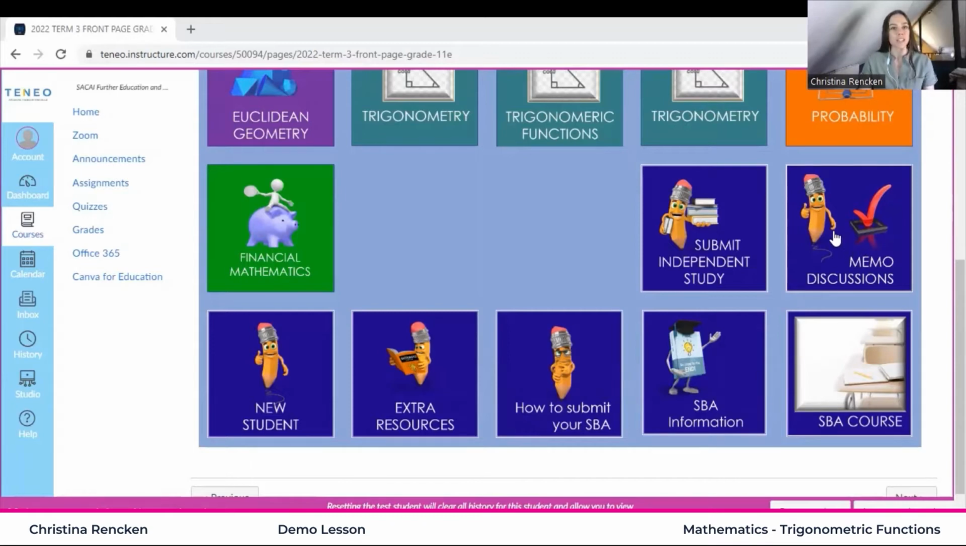We have memo discussions, that's from past tests and past exams, where the memo is given to us and there's a little video discussing exactly what should be answered in a test or an exam. And we have our submit independent study button. So that is, in a brick and mortar school, we would call that homework. We call it independent study because all of our work is at home.